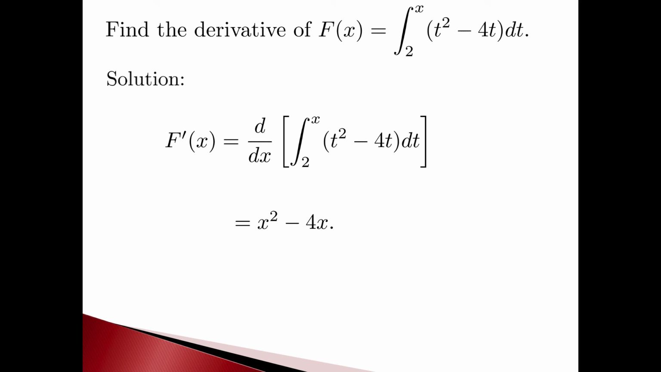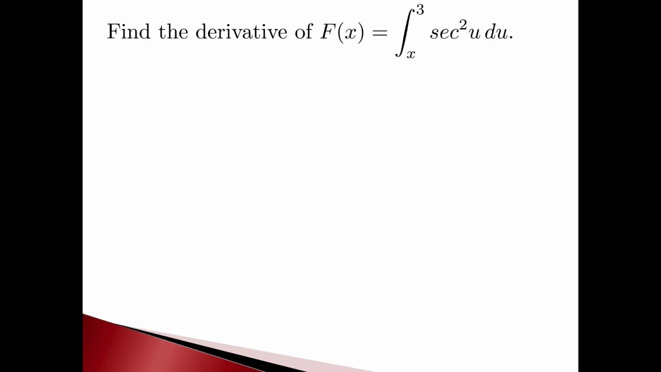Then take the derivative of all that mess. Now, what will happen, of course, is when I plug in the 2 to my antiderivative of t squared minus 4t, that's just a number, so that'll go away. I won't see that in my answer. When I plug x into the antiderivative of t squared minus 4t, then take the derivative, obviously that'll turn me right back into, well, x squared minus 4x.